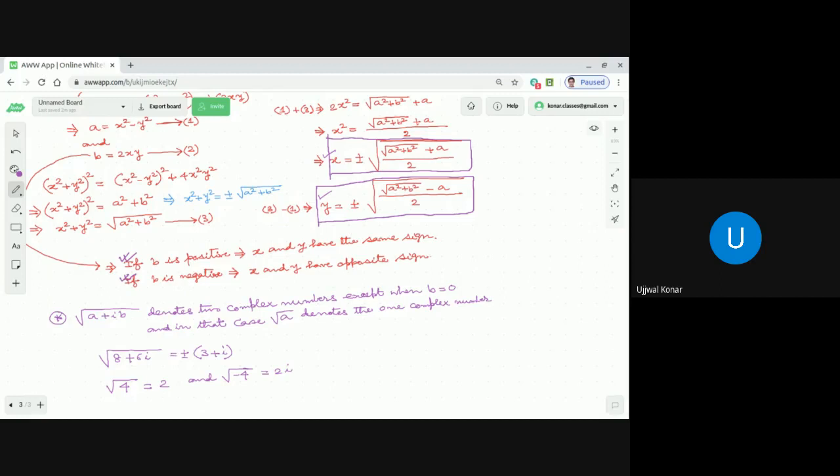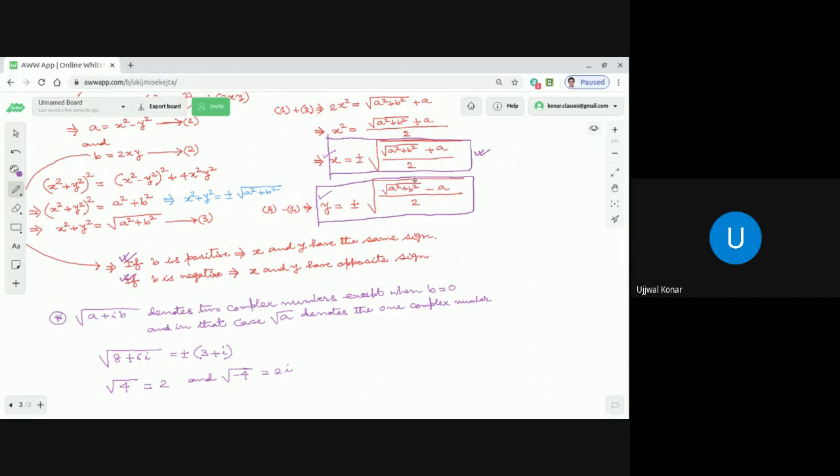Now think about that square root of 4 we are expressing in terms of x and y. So here what we are going to get is b equal to 0. In this particular case, b is equal to 0. Now apply this formula. What are you going to get? You are going to get x is equal to plus minus square root of (a square plus b is 0, plus a) by 2.